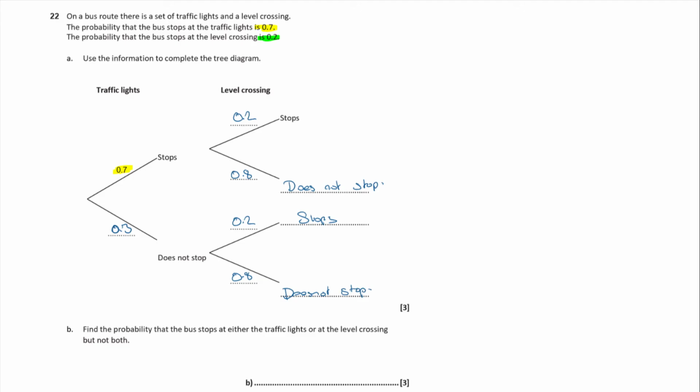And then it says find the probability that the bus stops at either the traffic lights or the level crossing, but not both. Okay? So which outcomes are either or? So we could have it stopping at the lights and not stopping at the level crossing, or we could have it not stopping at the lights but stopping at the level crossing. It's those two routes.